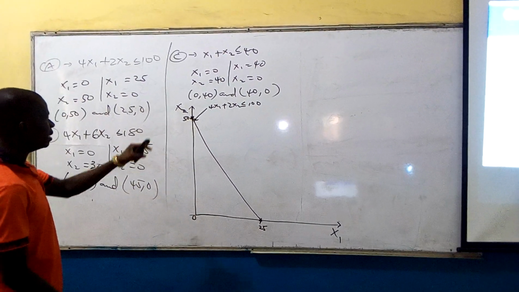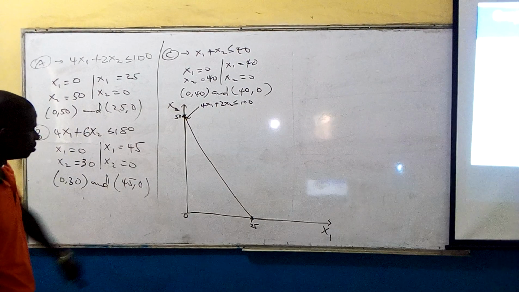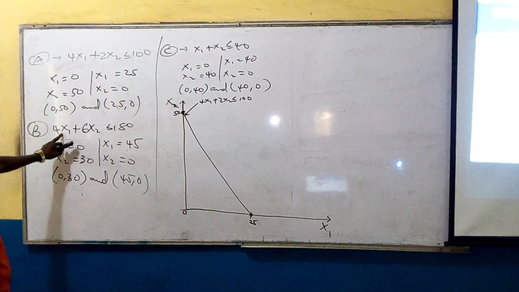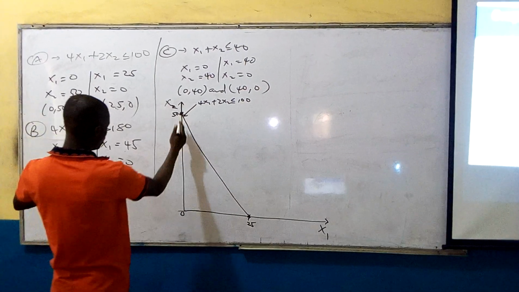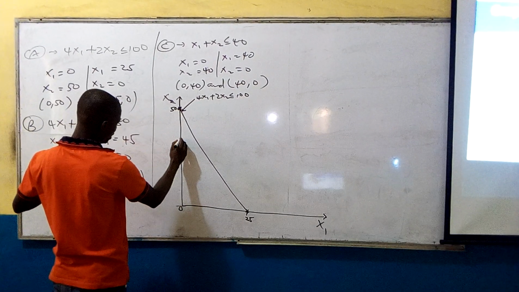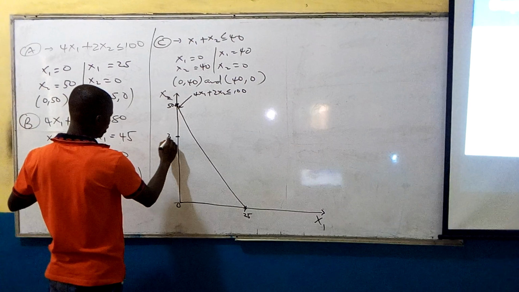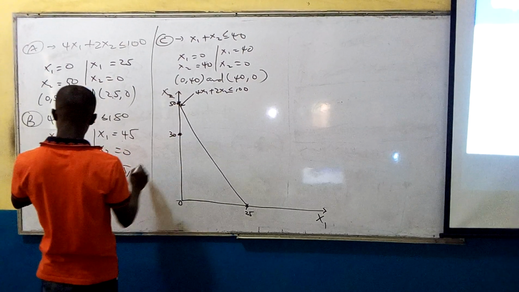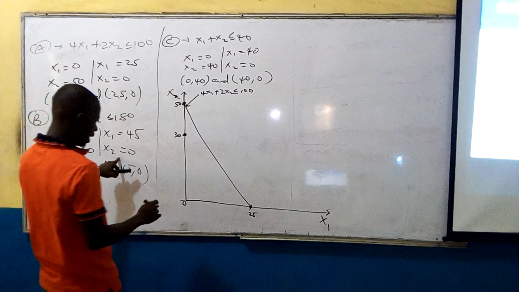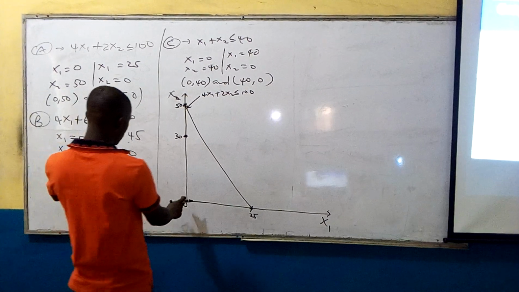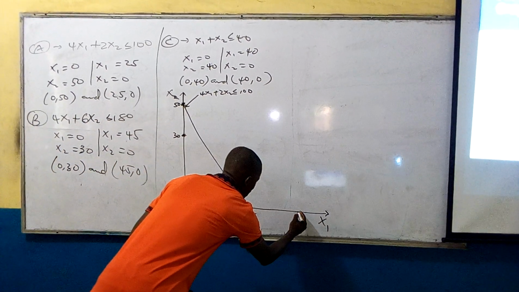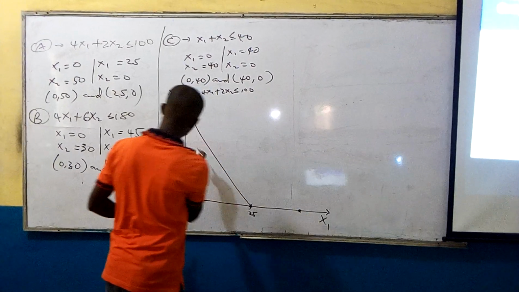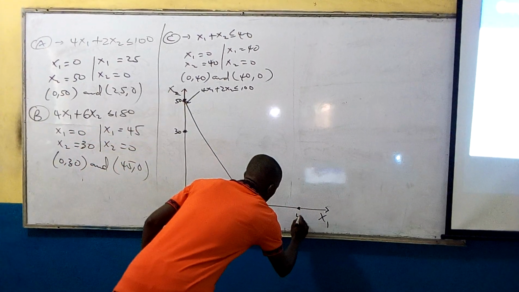So let's begin. Later we'll make use of the inequality. Then the next one, constraint. When x1 is 0, x2 is 30. So this is 50, 25. So 30 can be somewhere here. We have this. Then x2 is 0, x1 is 45. Let's assume this is 45. So we draw.